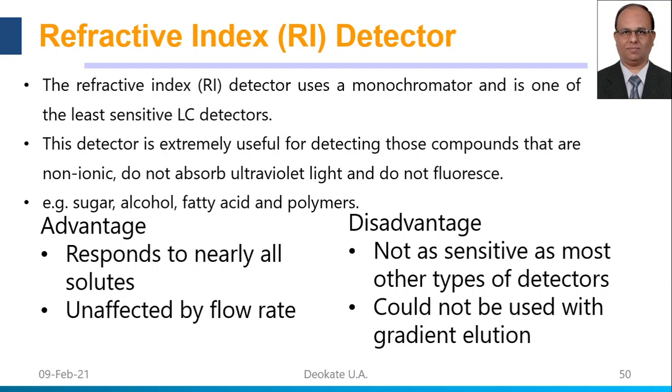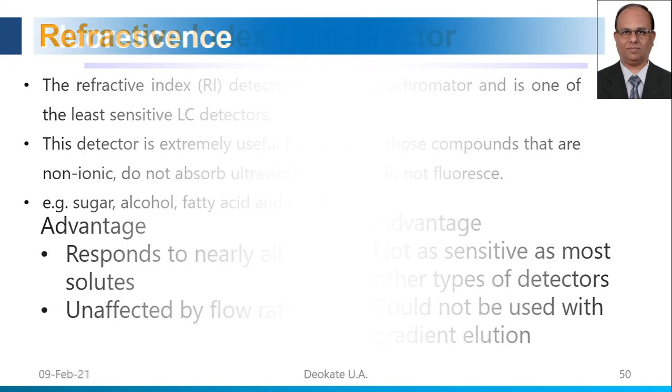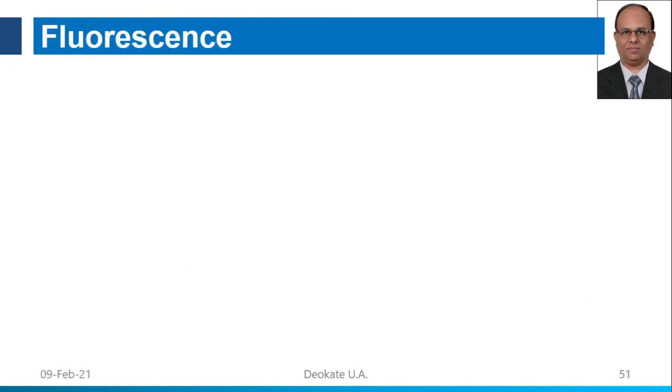It cannot be used with gradient elution because in gradient elution there is a continuous change in mobile phase composition, and that results in fluctuation of the refractive index, and that will not give you correct readings. The next detector which is used in HPLC is a fluorescence detector.